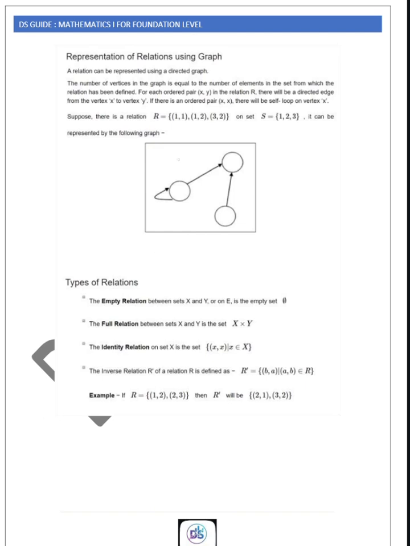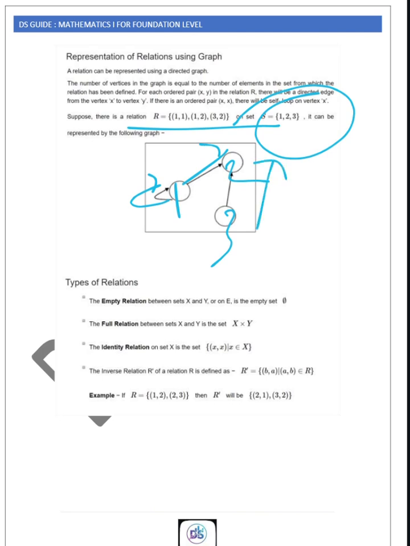It can be represented in a graphical way. For example, I have a set S {1, 2, 3} and I have defined a relation (1, 1), (1, 2) and (3, 2). This is 1, 2, 3. 1 is connected to itself, 1 is connected to 2, then 3 is connected to 2.